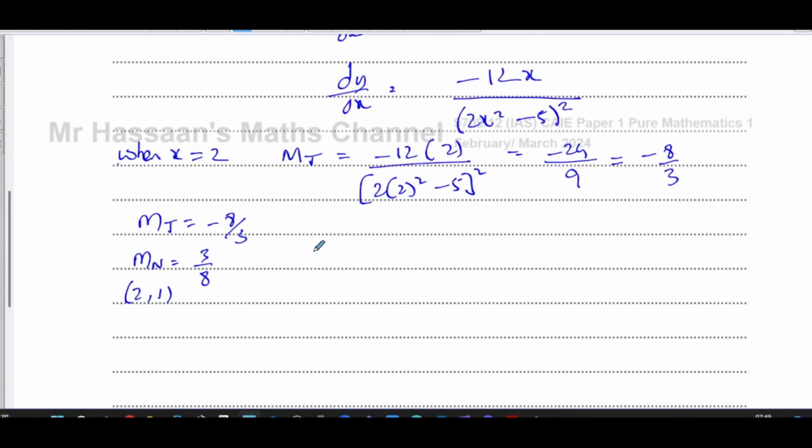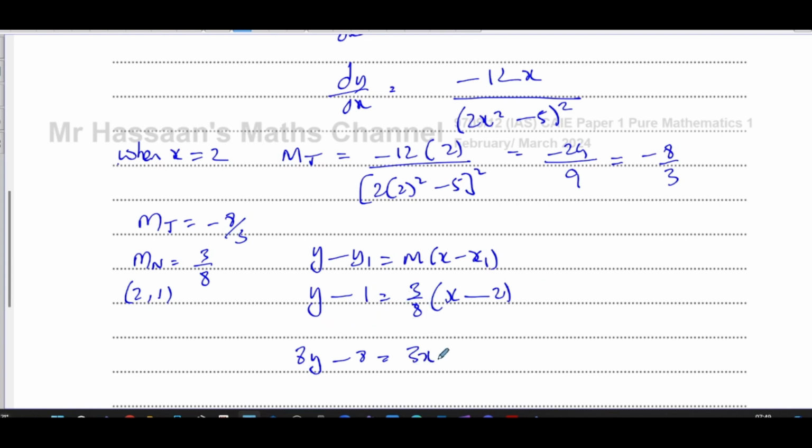We can use the formula which I much prefer: y minus y1 equals m times (x minus x1). So you have y minus the y coordinate of the point, which is 1, equals m, which is 3 over 8, times x minus the x coordinate of the point, which is 2. Now, because we want these to be integers, in the form ax plus by plus c equals 0, I would multiply both sides by 8, in which case I get 8y minus 8 equals, and then I'll expand this bracket without the 8 because we've already got rid of it, 3x minus 6.